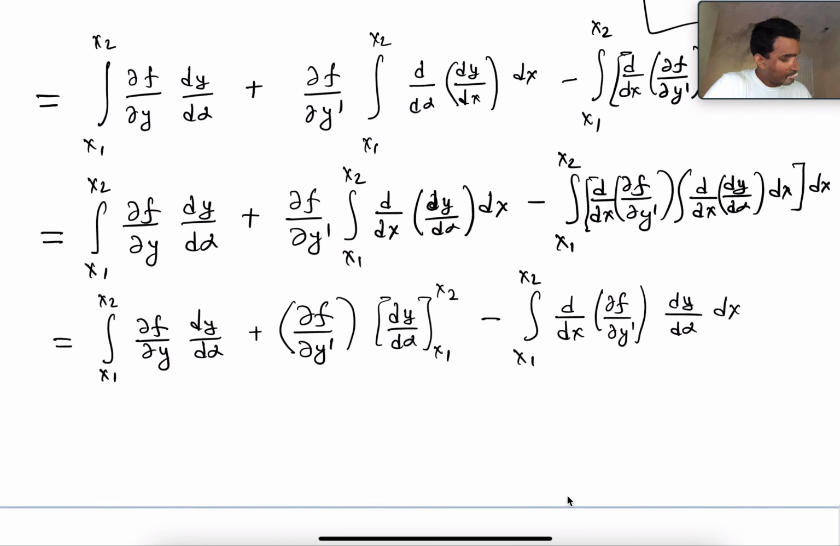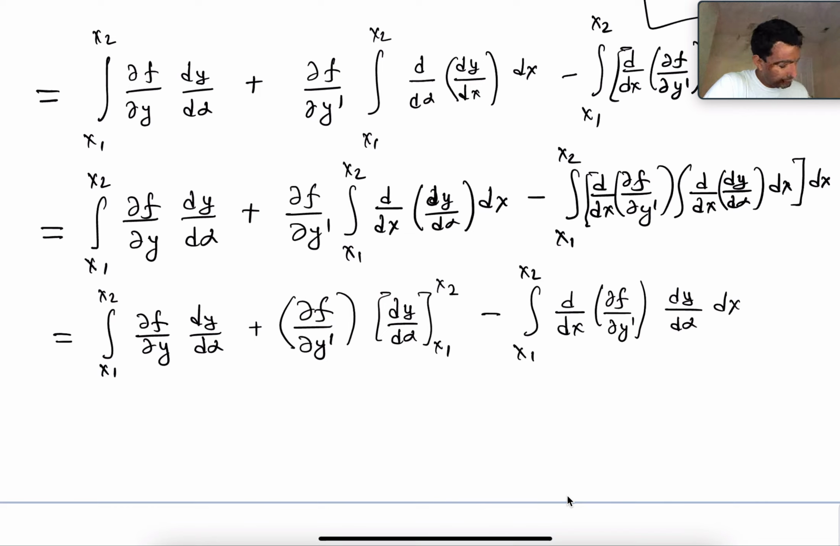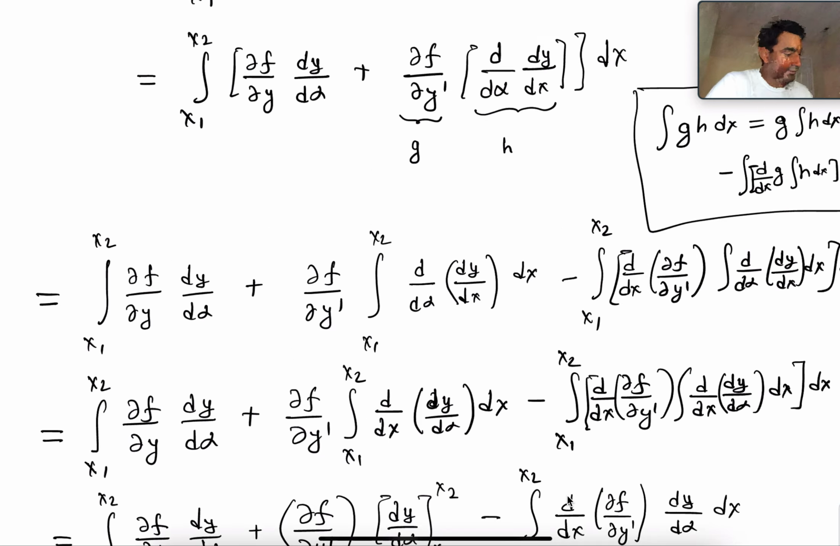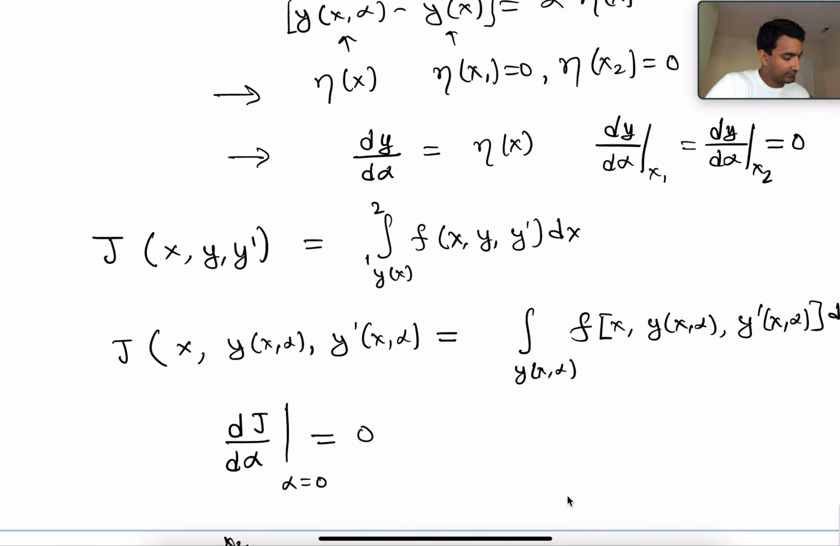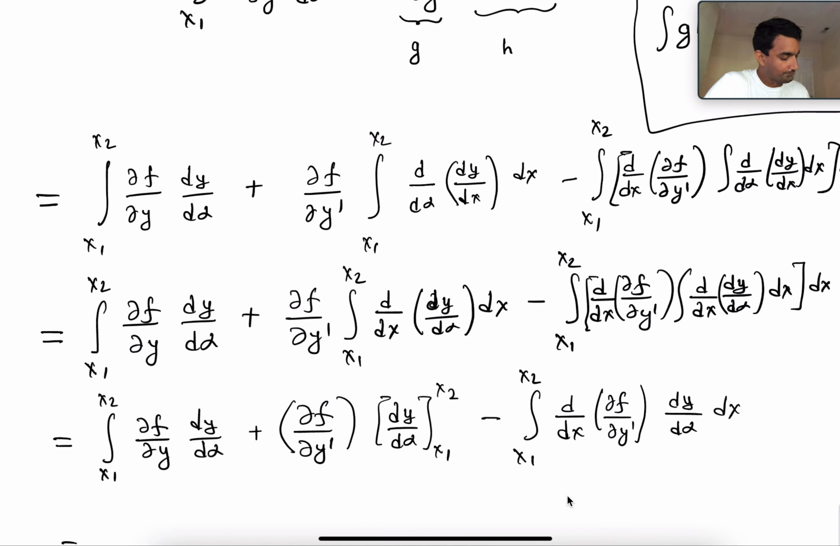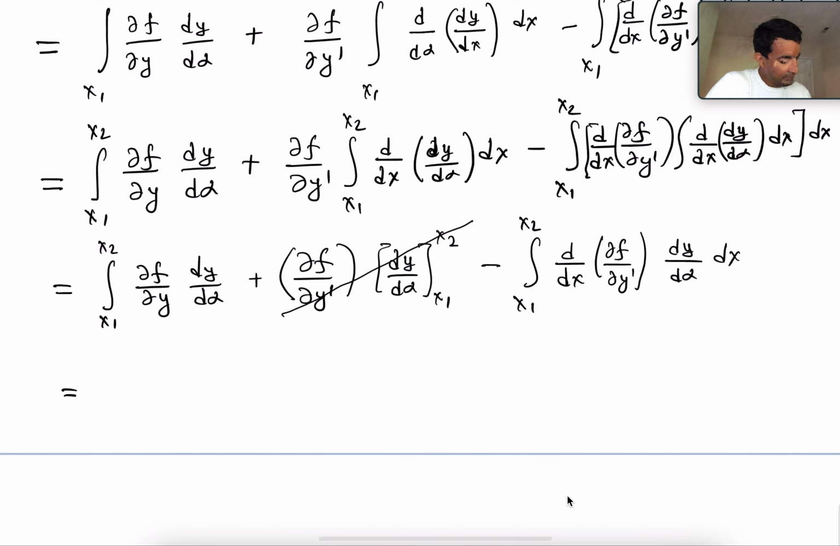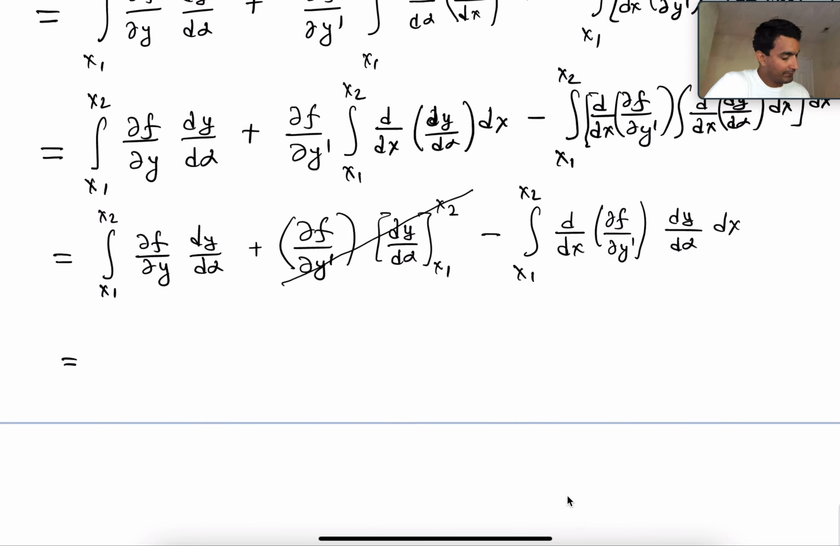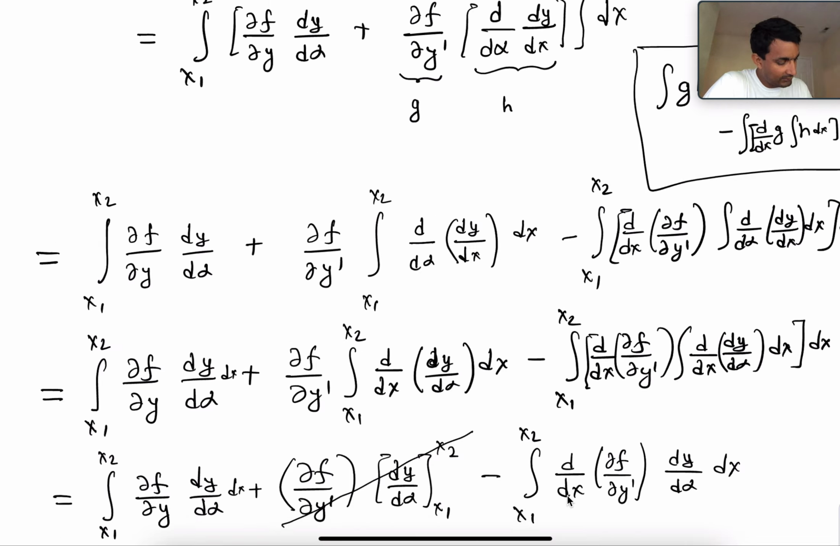So now we are almost done. Now remember that the full derivative of y with respect to alpha was eta of x, and eta of x at the points x1 and x2 is 0. So this derivative of y with respect to alpha at x1 and x2 is going to be equal to 0. And that's why this term is equal to 0. Now you can also see that I should have a dx in all these terms.